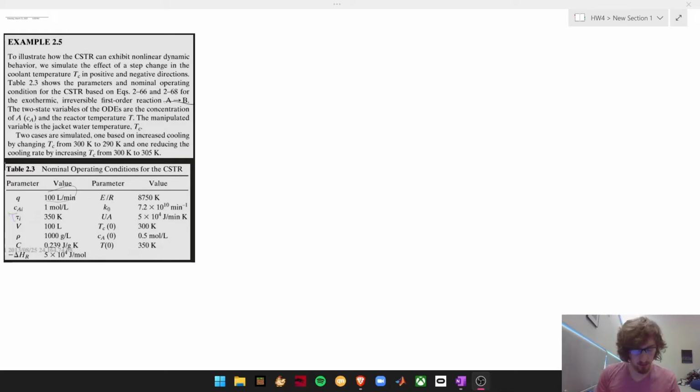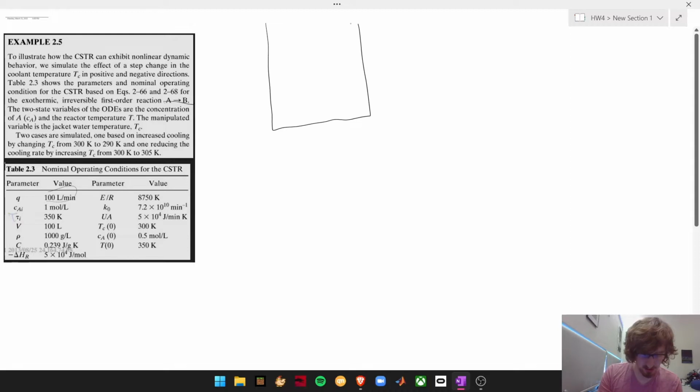So today we're going to be modeling a continuously stirred tank reactor in two different scenarios. Our tank reactor in particular is going to be a tank with an inflow and then a mixer.